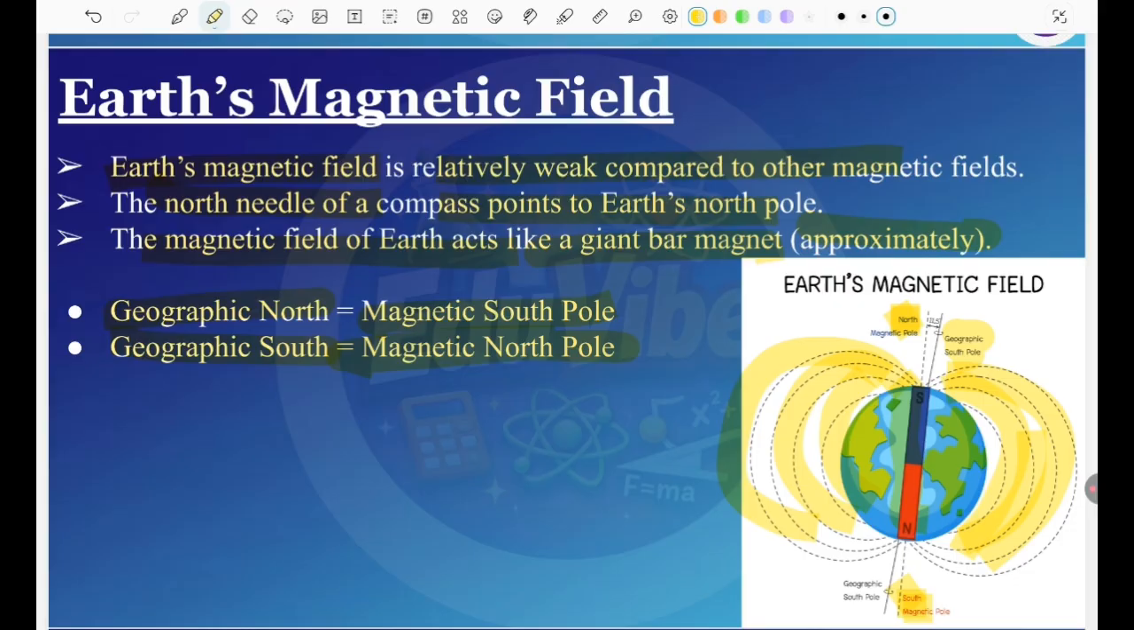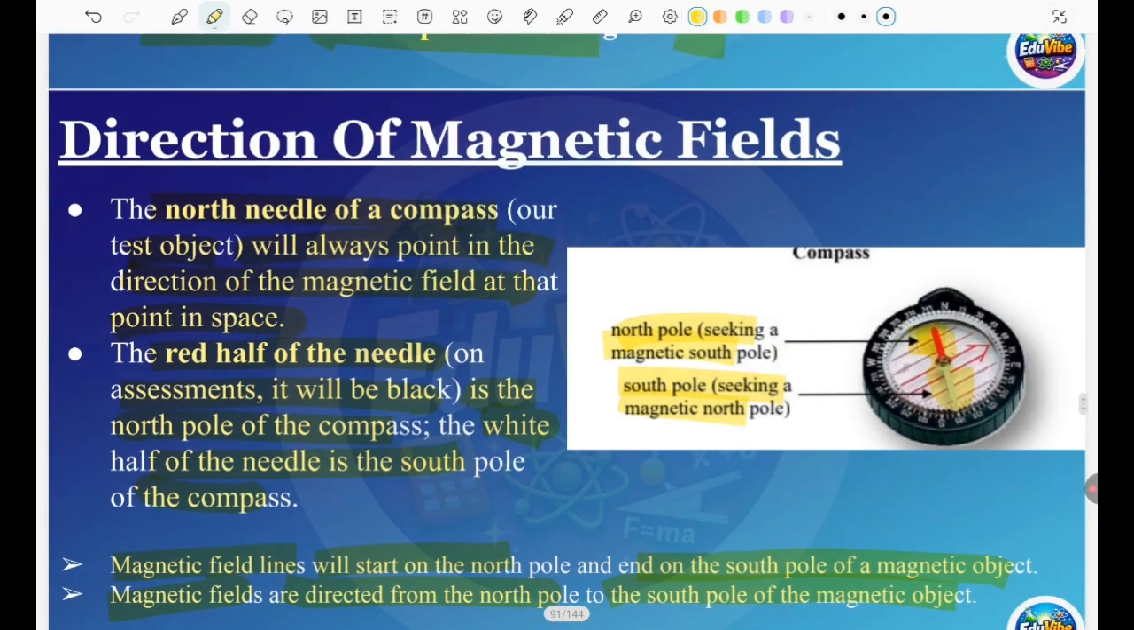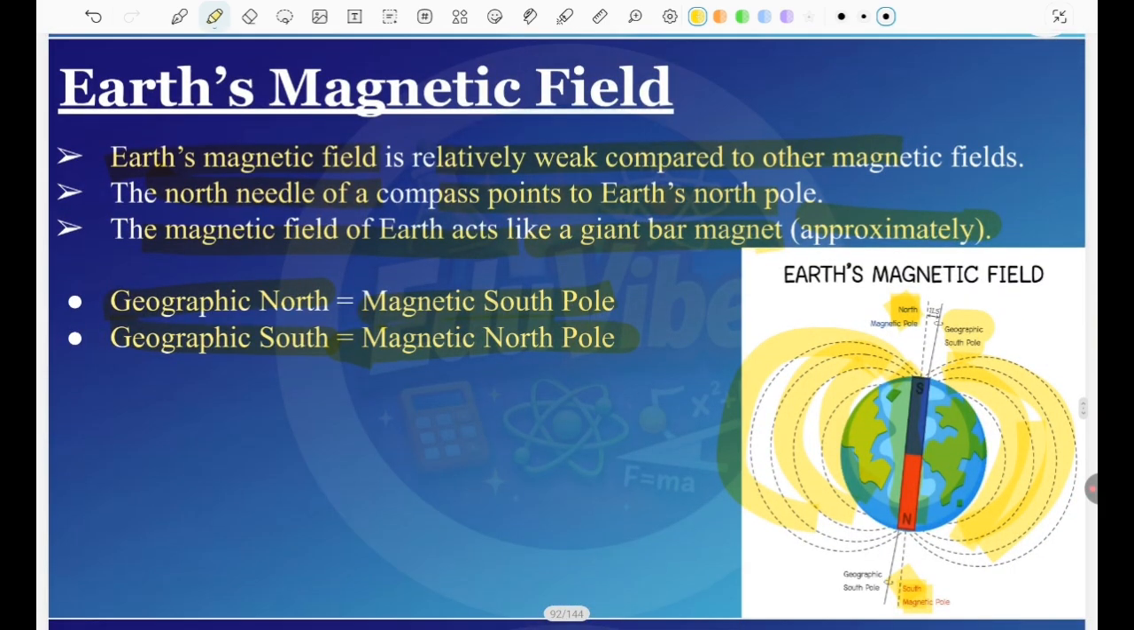So the Earth's magnetic field is different from the simple magnetic field we are talking about. That's the main difference we are discussing here. And other planets also have different kinds of magnetic fields. It's not only Earth.